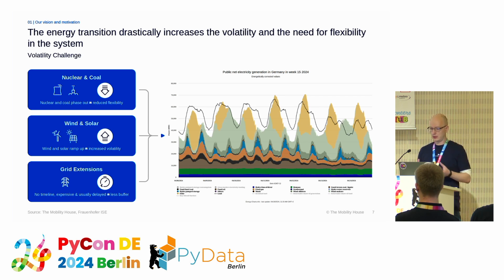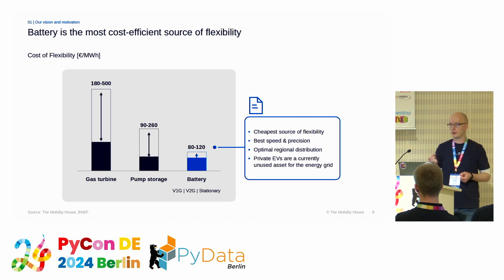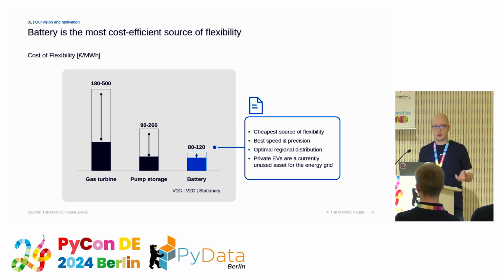So there's quite a volatility challenge, which, looking at the potential sources of flexibility we have, batteries are very, very good for. The cost of flexibility, if you look at gas turbines and pump storages, is quite huge compared to the cheap costs of batteries. And they are not just cheap, but also in terms of speed and precision, they can react pretty fast. You know that. You can turn your devices on quite instantly. You can just start the cars if you put the start ignition, or if you just open the door.